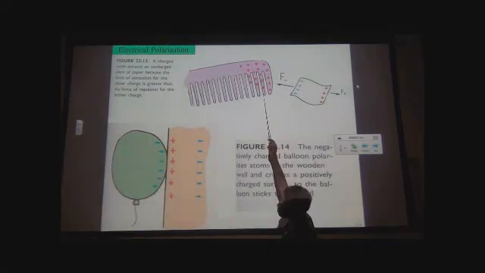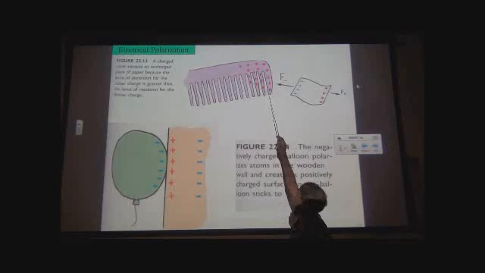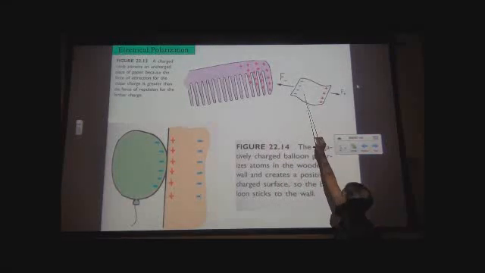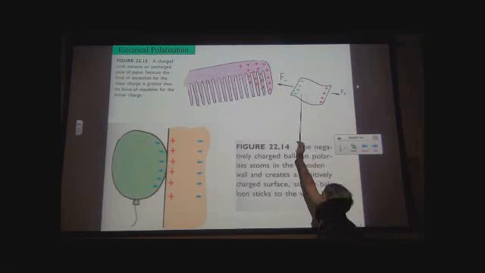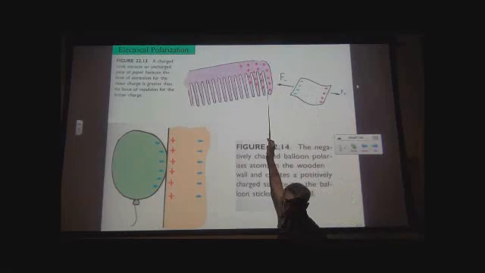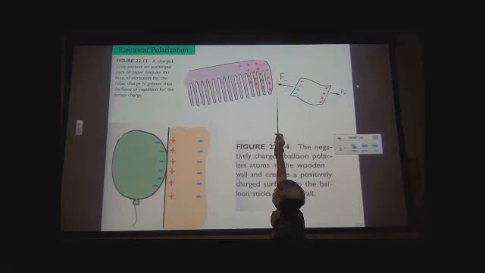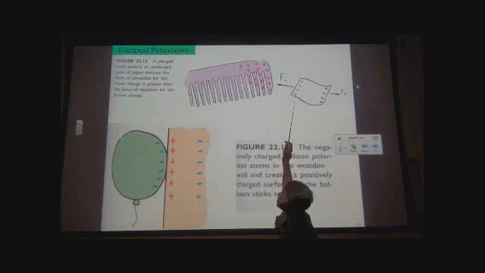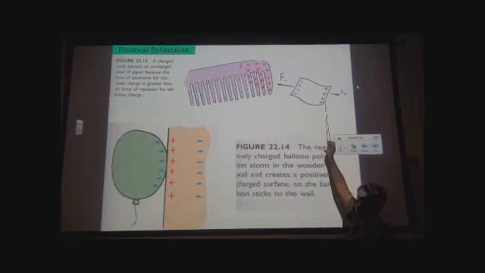Yeah, so here's what I talked about, right? Comb through your hair, becomes positively charged, bring it close to the little piece of paper, and this becomes negative charge on this side, positively charged on that side. But since the force is inversely proportional to the distance squared, the force of attraction from here to here is much greater than the force of repulsion from here to here.